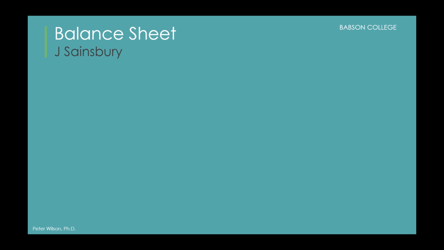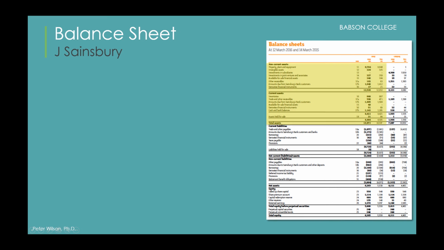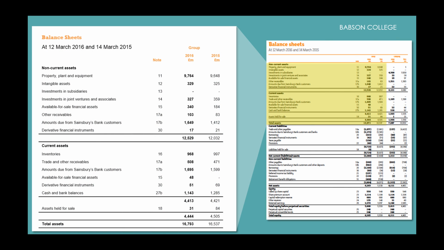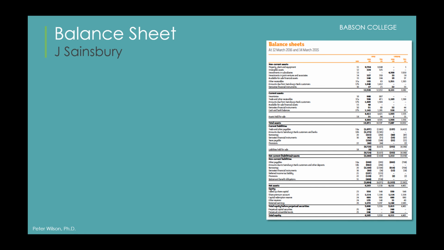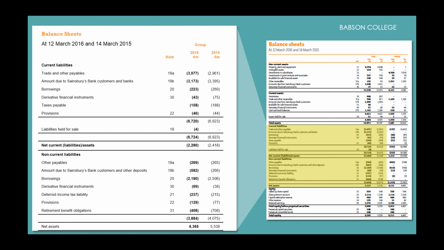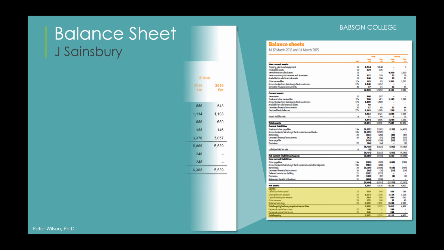And here is the balance sheet for J. Sainsbury, a grocery store based in the UK that reports under IFRS. Here, the overall format is to list assets first in increasing order of liquidity, then to subtract liabilities from this amount to arrive at stockholders' equity. It is really just a formatting or presentation difference more than anything else.